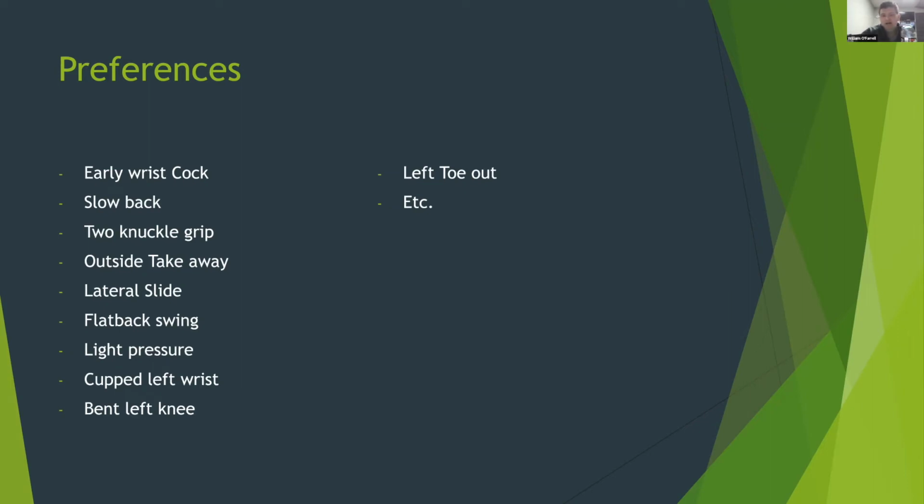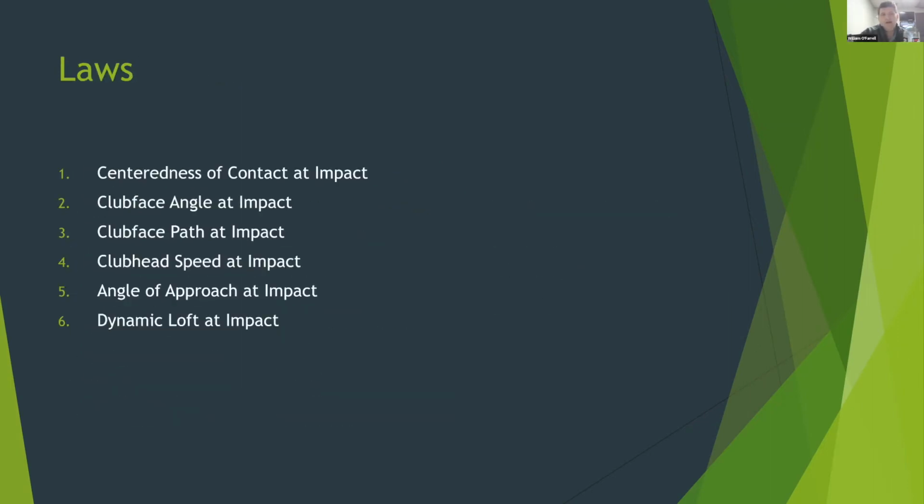So, we'll go back to the laws. We'll say there's a player who keeps slicing, right? He's slicing, and his club path, number 3, looks pretty good, but his face is more open. So he's starting the ball slightly to the right, and it's curving a lot more to the right.